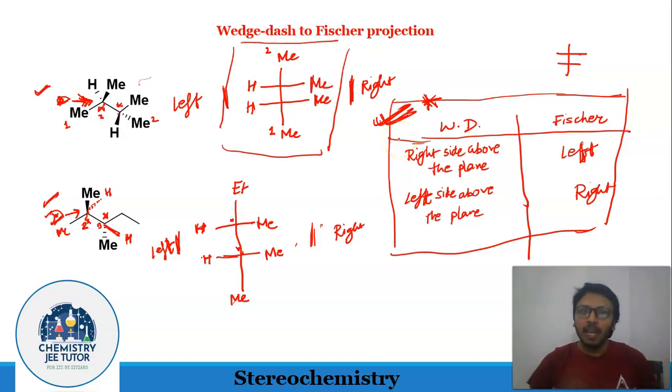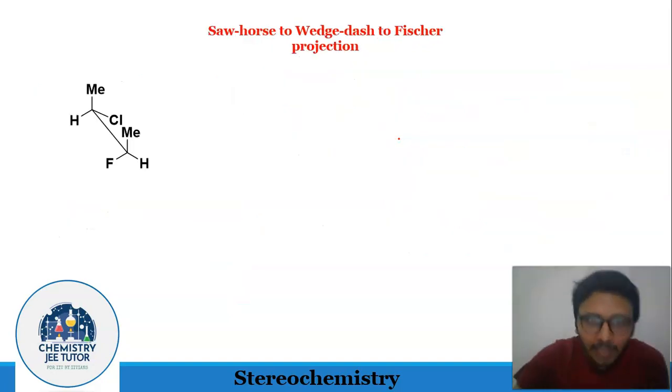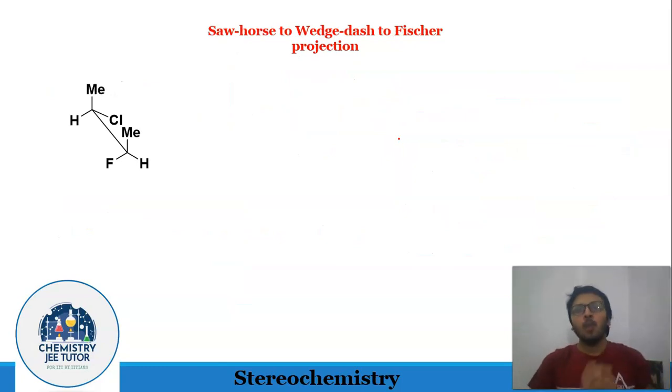Similarly, you can convert any Fischer to any wedge dash as well. Again, just follow the rules. Whenever you see left on the Fischer, if you want to draw it on the right side, you draw it above the plane. If you want to draw it on the left side, draw it below the plane. The same. If you have understood this table, you can convert wedge dash to Fischer as well as Fischer to wedge dash. It's absolutely the same. Let us go to the next one. What is the next one?